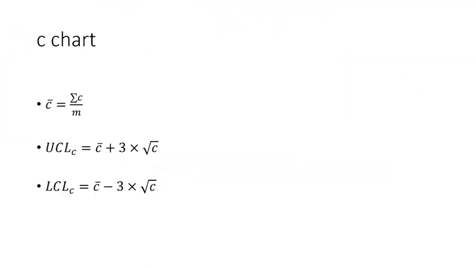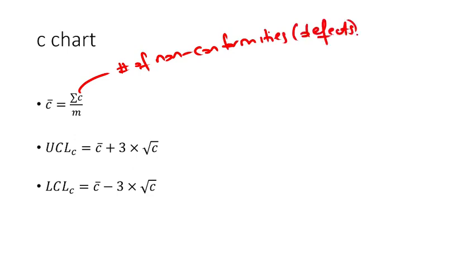These are the formulations that we use: the C bar, the upper control limit, and the lower control limit. And then C, as I said, is the number of the non-conformities, or you can say the number of the defects. Okay.